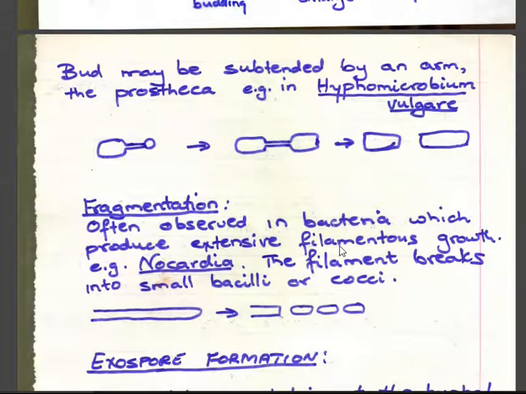Fragmentation is an asexual process which is normally produced by filamentous, or the long rods which I told you about. The long rods will break down into smaller pieces, and these pieces may be rods, bacilli, or they can be cocci. And each bacillus or each coccus will then elongate to produce another filament. An example is Nocardia.